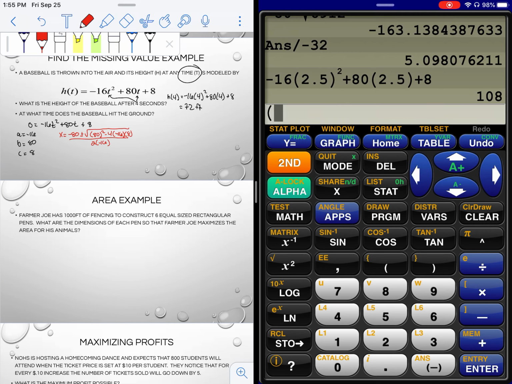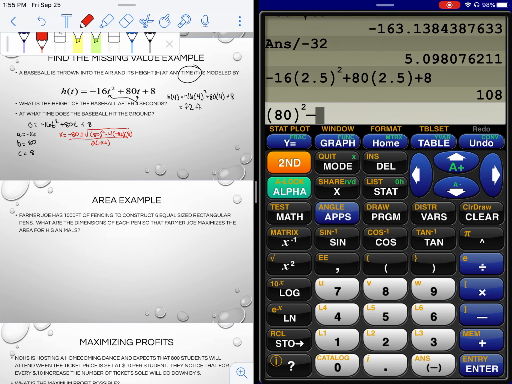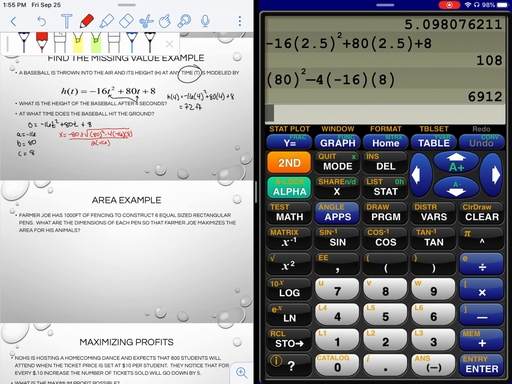So I'm typing in 80 squared minus 4 times a times c, 6,912. So x equals negative 80 plus or minus the square root of 6,912 all over negative 32. The square root of 6,912 is not perfect. However, I don't want the answer like that. If someone said, how long did it take you to get somewhere? You don't say, oh, 5 plus the square root of 38 over 2 minutes or seconds. You would just have to round it according to minutes and seconds.